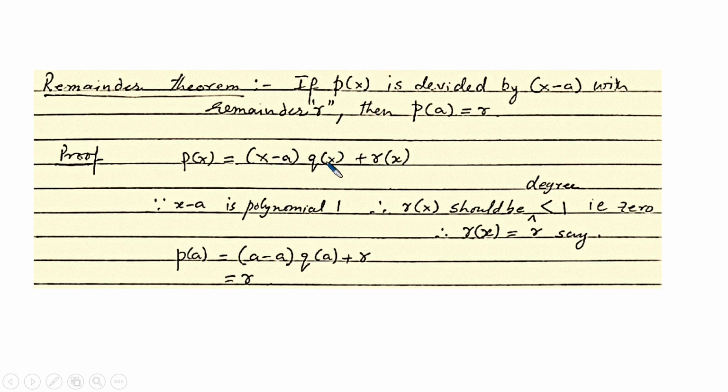This P of x is G of x into Q of x plus R of x, where G of x is x minus a. Okay, this is a divisor. Because x minus a is a polynomial of degree 1, therefore R of x should be of degree less than 1, that is 0. So this should be a constant. So you write P of a, that is x is equal to a, so x minus a is 0. So this quantity goes to 0, and you have P of a equal to r. This is what you have. And we saw it with a particular example in our previous slide.